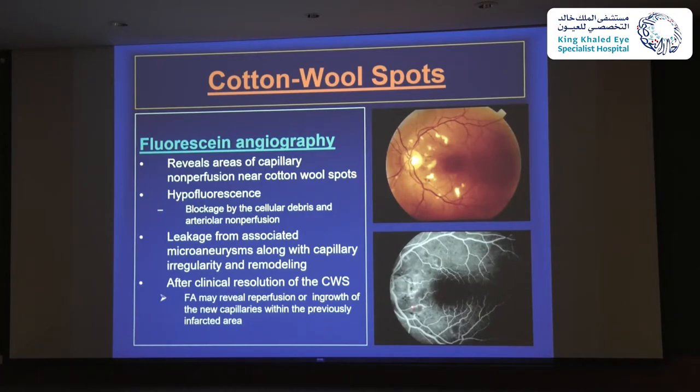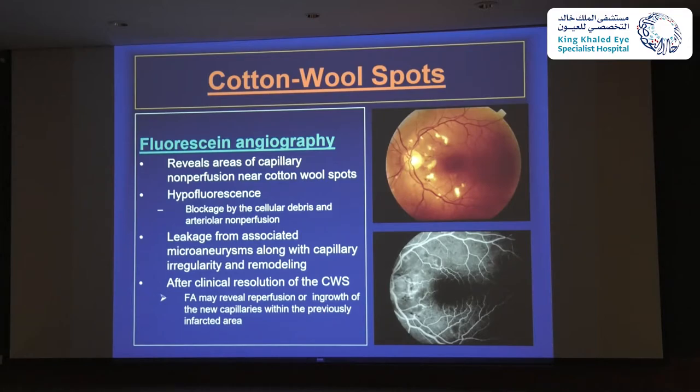On fluorescein angiography, usually they have faint fluorescence surrounded by a little bit of hyperfluorescence at the edge of the intact retina or capillaries. And this is how we can differentiate a real cotton wool spot from types of retinitis or another pathology like deposits in the retina. FA may reveal perfusion or ingrowth of new capillaries within the previously infarcted area.